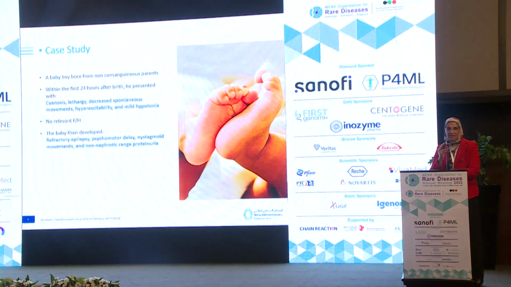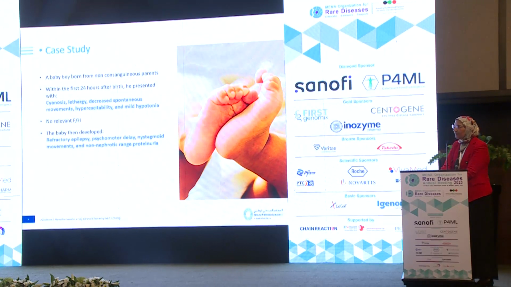So I will start with a case scenario. This is a baby boy born to non-consanguineous parents. And within 24 hours after birth, the baby presented with cyanosis, lethargy, decreased spontaneous movement, hyperexcitability, and mild hypotonia. There was no relevant family history from both parents, and the baby then developed refractory epilepsy, psychomotor delay, nystagmus movements, and non-nephrotic range proteinuria.